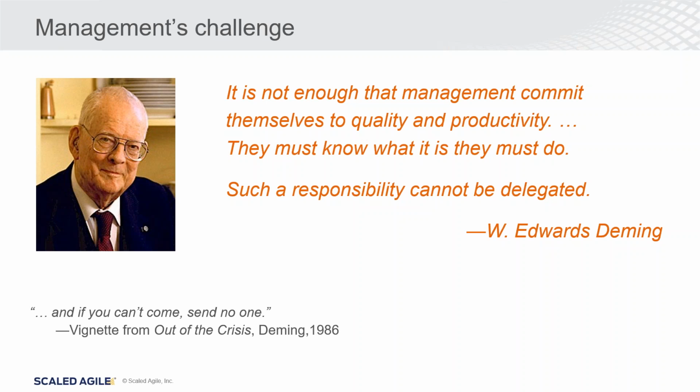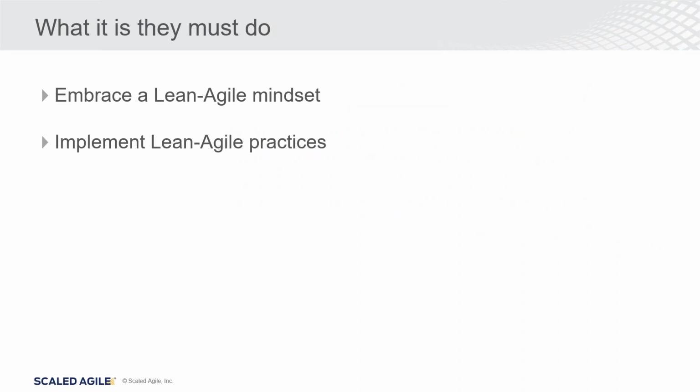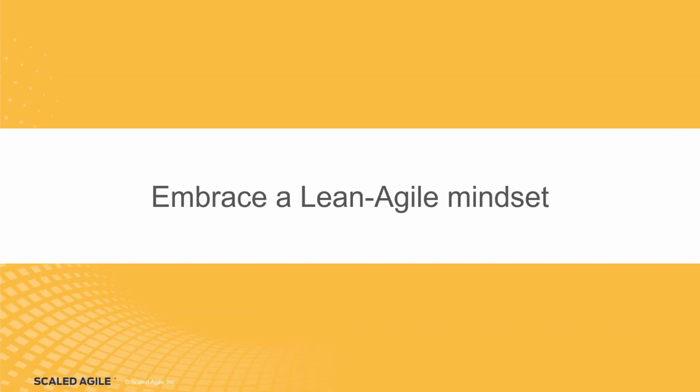So with that said, the next question is, well, what is it that they must do? And we have some guidance here. Number one is they must embrace a lean, agile mindset. They must implement lean, agile practices, lead the implementation, and then get results. As we move forward through today's presentation, I'm going to provide some details underneath each one of these items as to how that can be achieved.